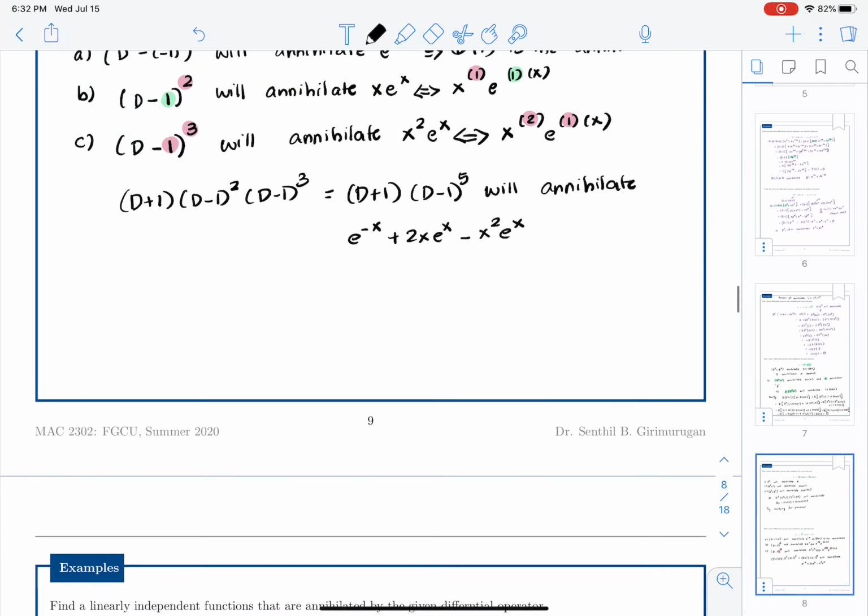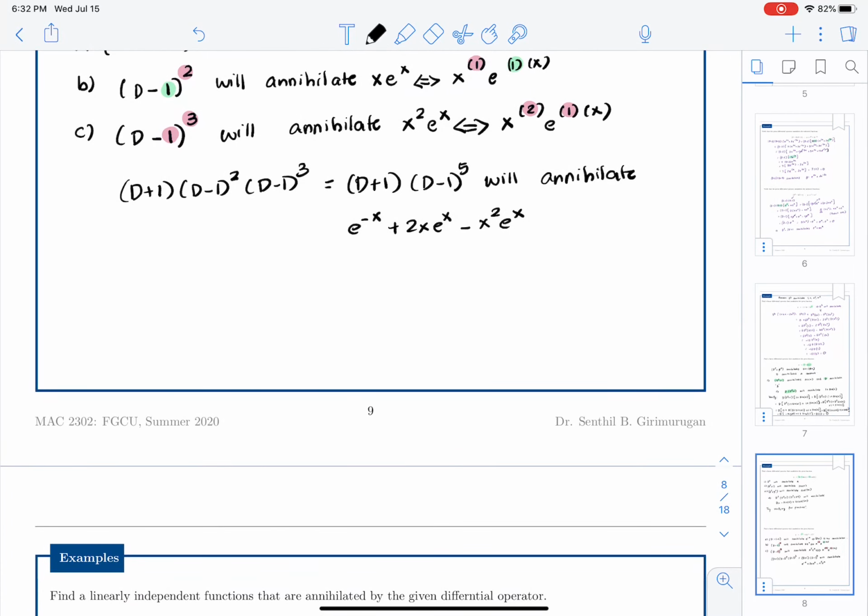If you attempt to verify this, go ahead. It is going to be a lengthy process, but it is certainly doable.